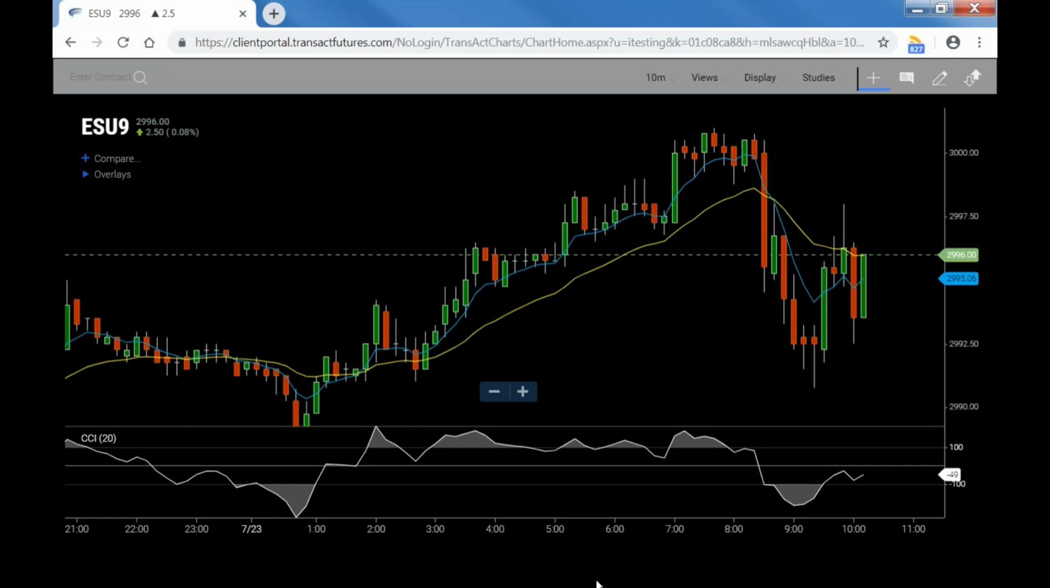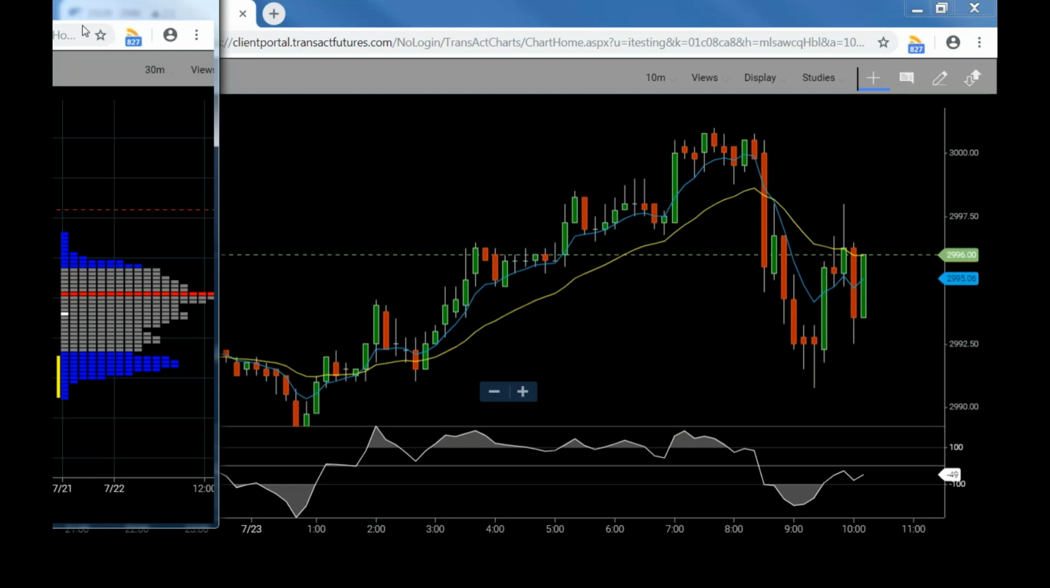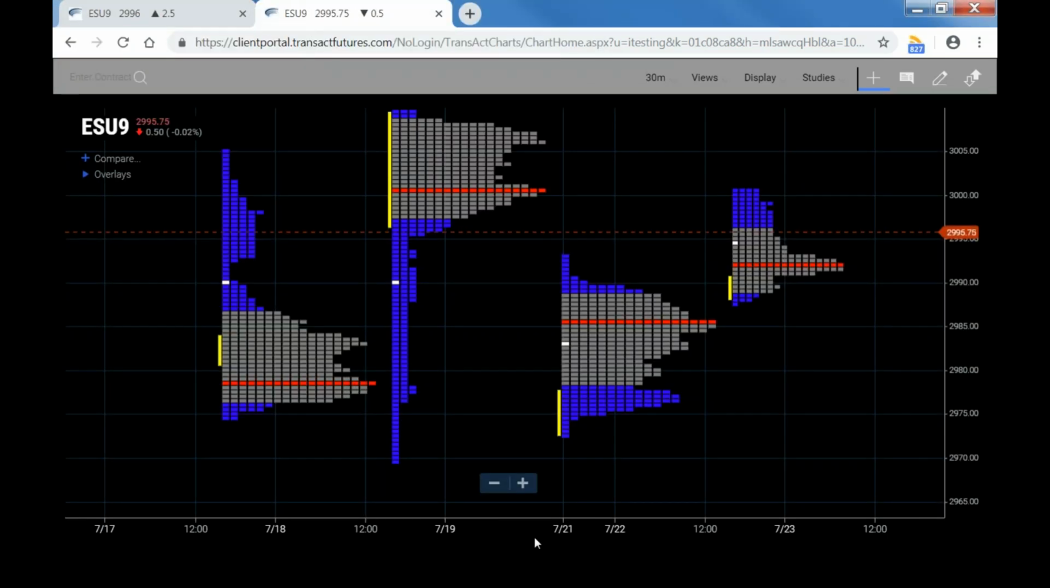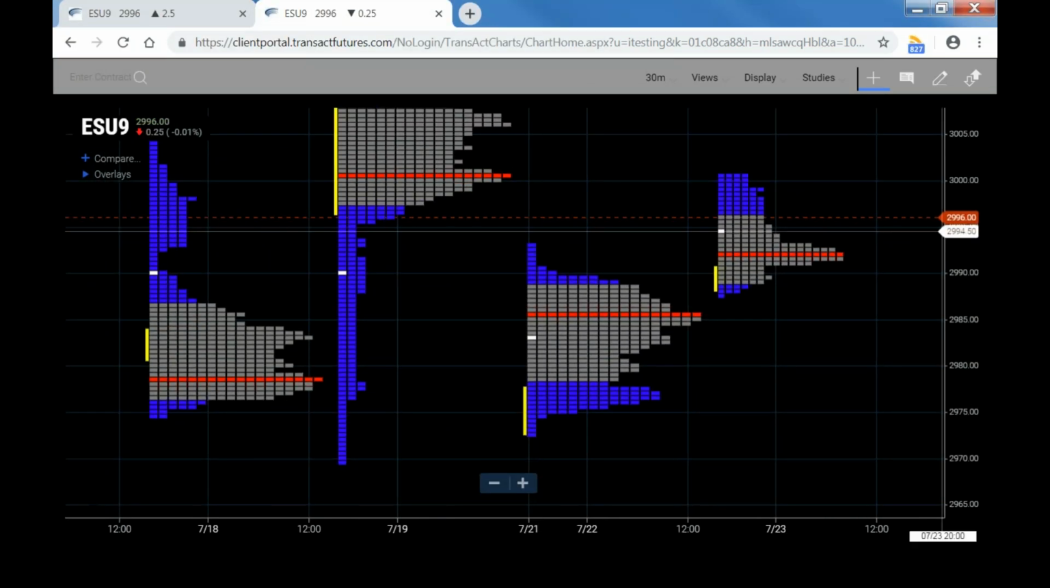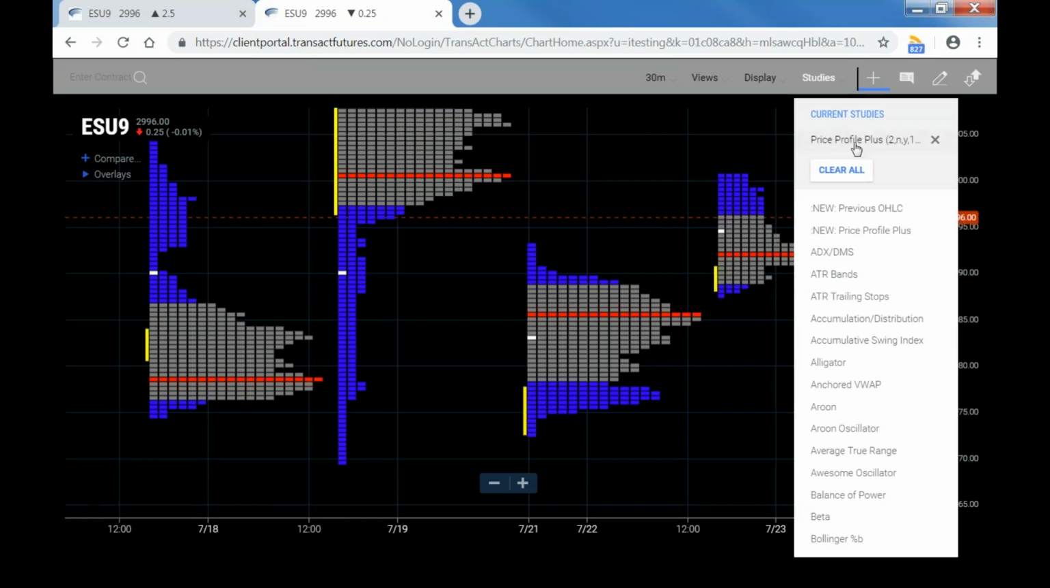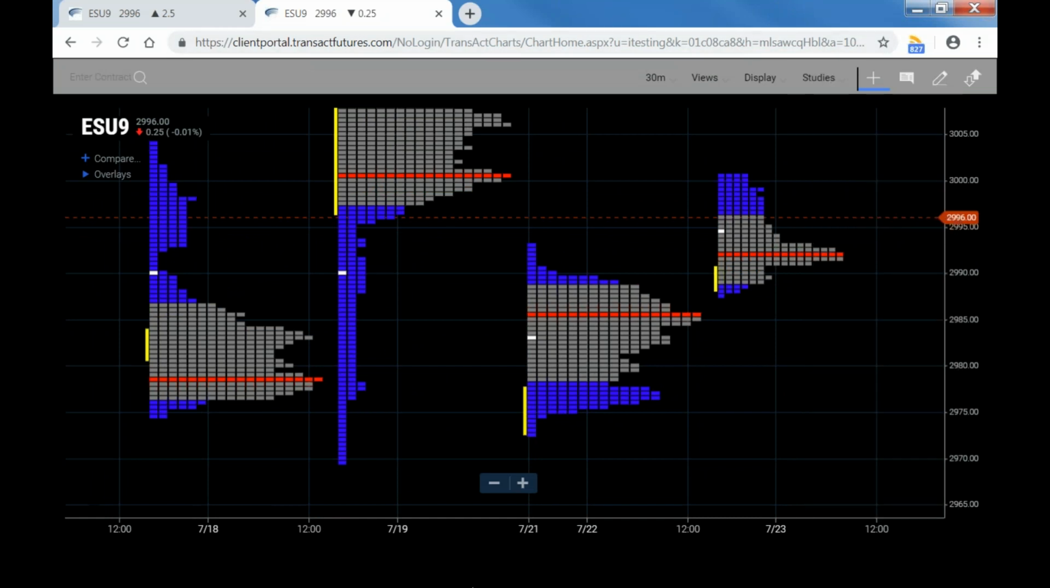All right, so that's the second thing. I'm keeping it simple. That's it. That's all I have. You could add a bunch of other stuff or not. The other window that I have open is my market profile. You add that here, price profile plus, TPO, whatever you want to call it, study on here. And anyone who's seen one of my webinars knows this is one of my favorite things to look at.